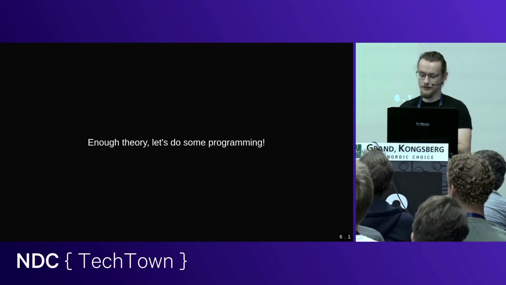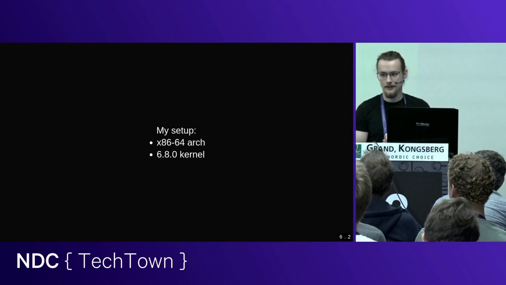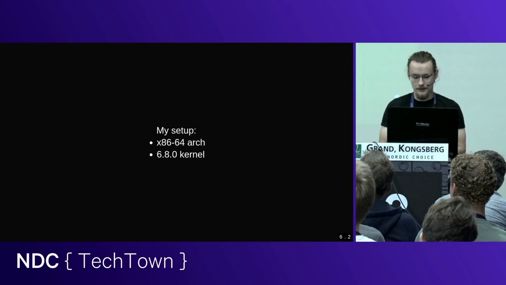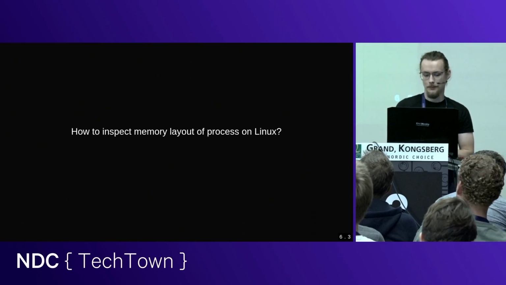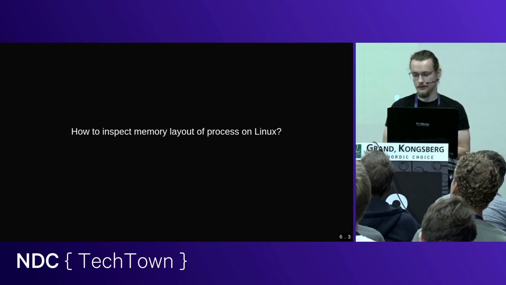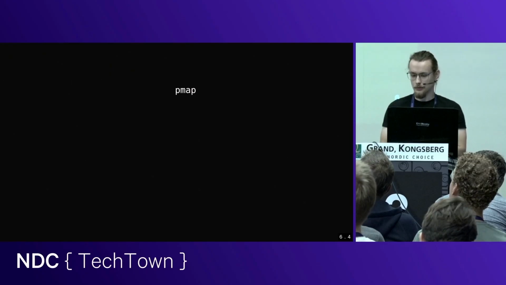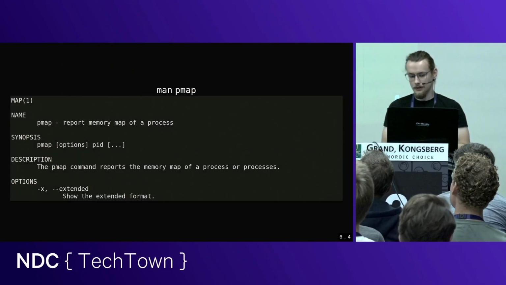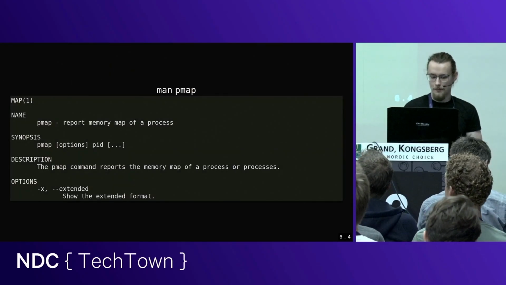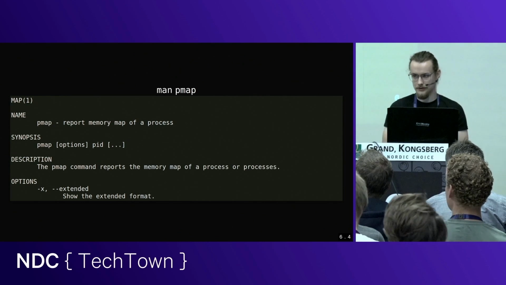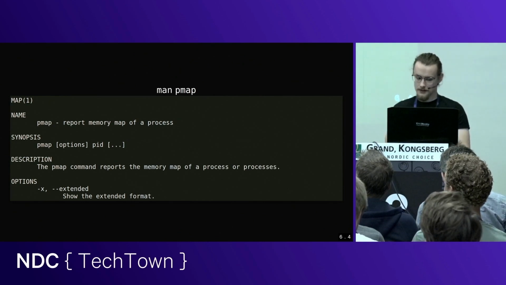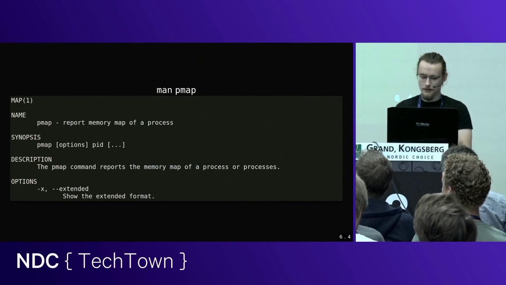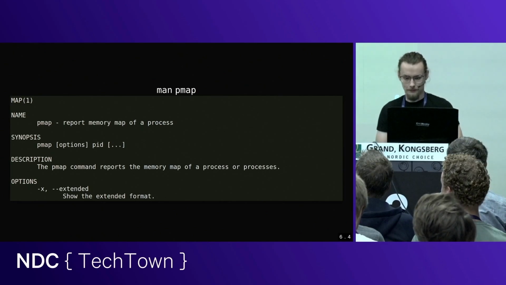Okay, enough theory, let's do some programming. So this is my setup. I'm using x86 architecture and 6.8 kernel. And how can we inspect the memory layout of a process in Linux? Well, on Linux there's a great tool called pmap. And if I do man pmap, it will show me that pmap reports the memory map of a process. So it sounds like exactly something we need. The description says the pmap command reports the memory map of a process or processes.